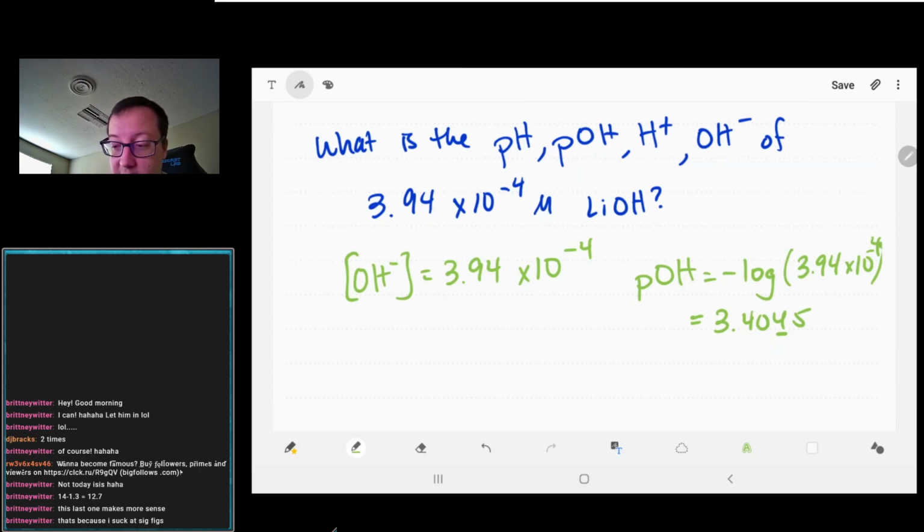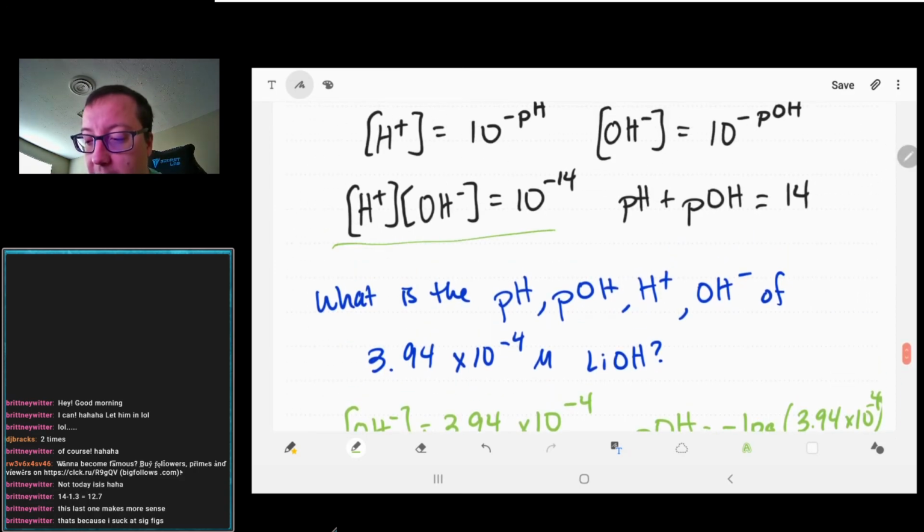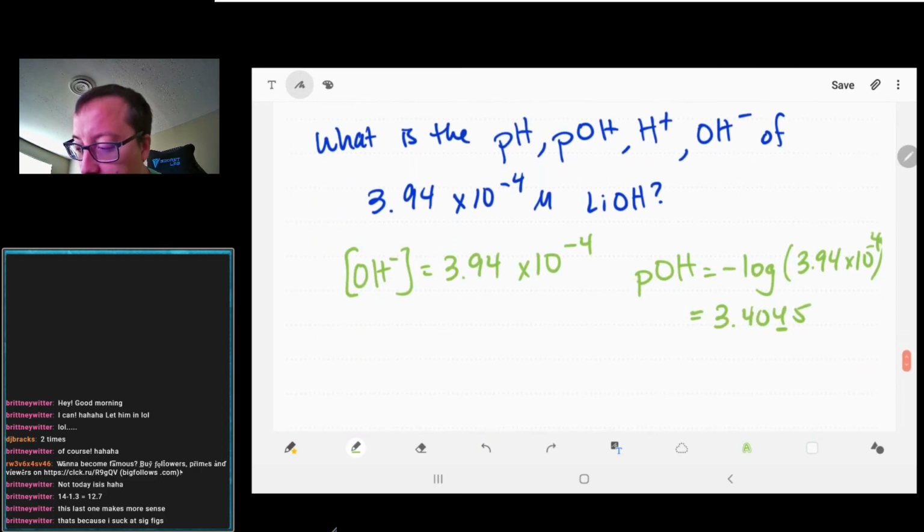So next we have 2 parts that we're missing. We can do H plus or pH. Again, it doesn't really matter, but I would like to do pH next because I hate using this one. I think it's the worst thing ever. So I will avoid that by doing that one last.